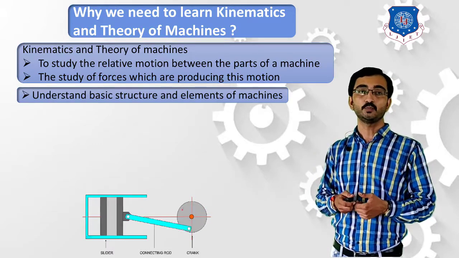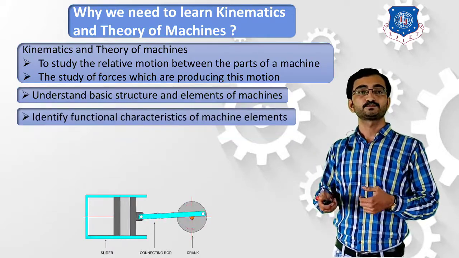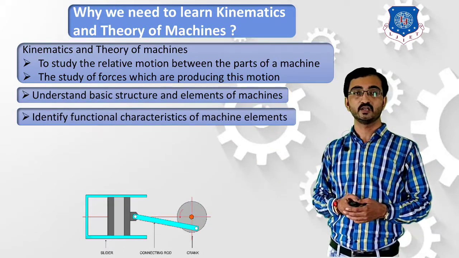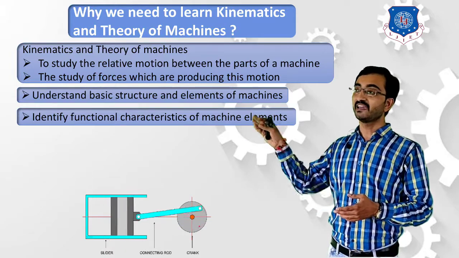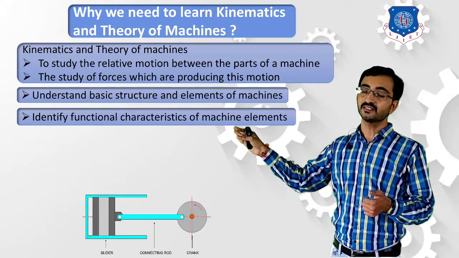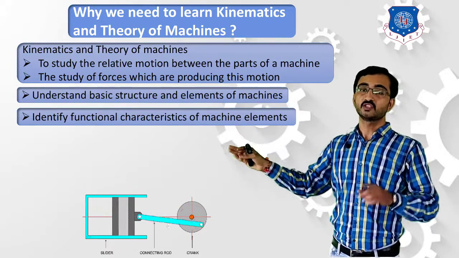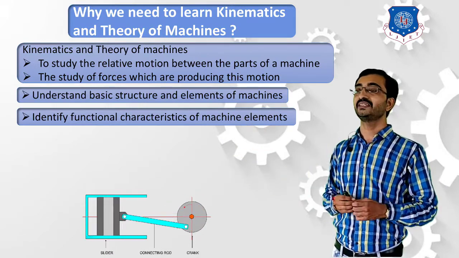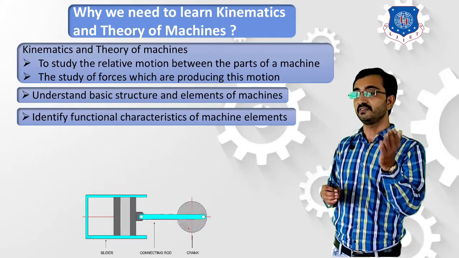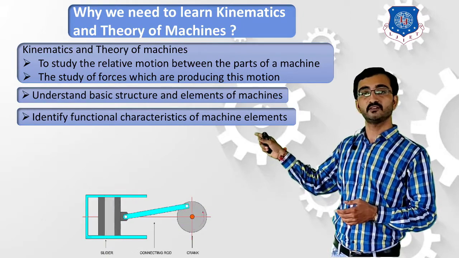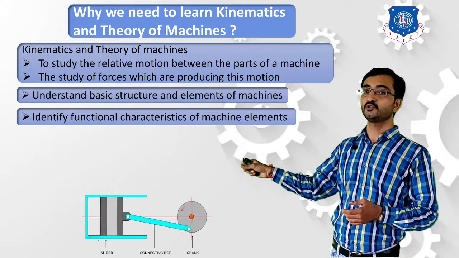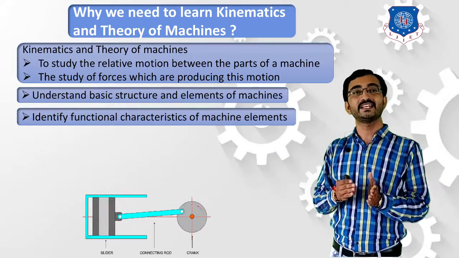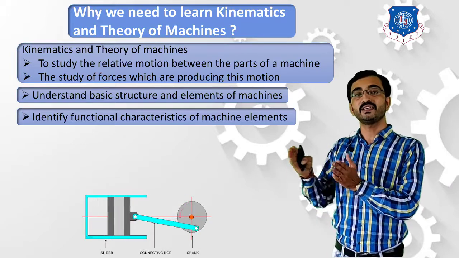The second outcome of this subject will be identification of the functional characteristics of different elements. Why are we terming it a crank? Because it has complete rotation. Any component which is able to produce complete rotation is known as a crank. So over here we can identify that the function of this first component is to produce complete rotation. In this way you will be able to identify various functions of various elements.